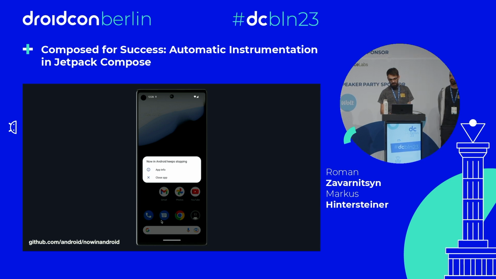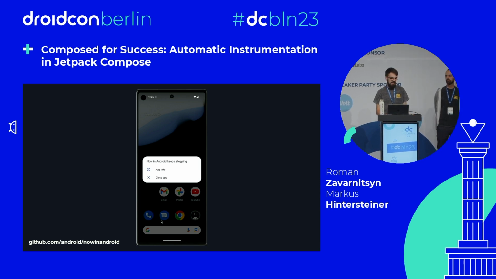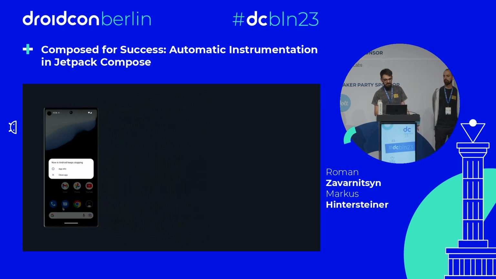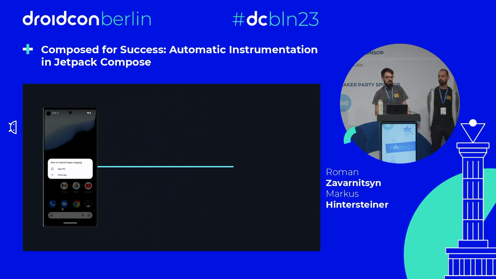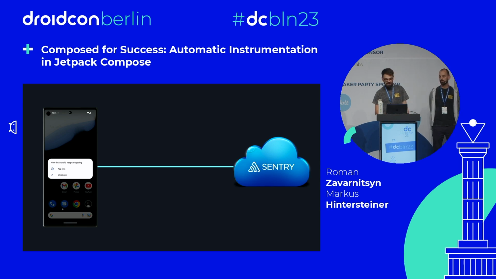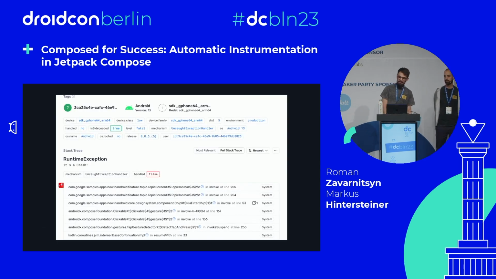So if you are publishing your app in production, you're most likely using some monitoring tool. In our case, we're going to use Sentry. So if a crash happens, you upload this to Sentry. After that, you enter your dashboard or console or whatever, and you see the stack trace there.